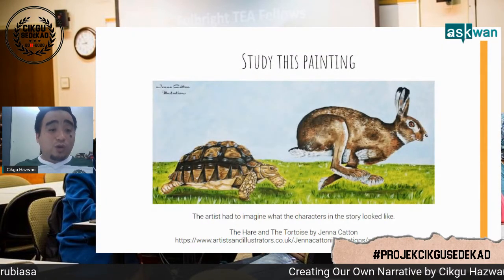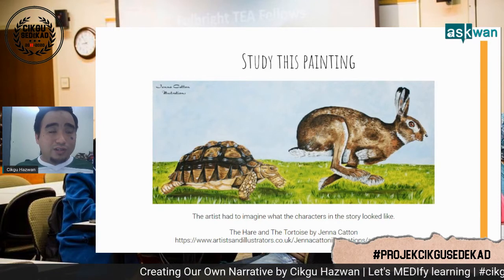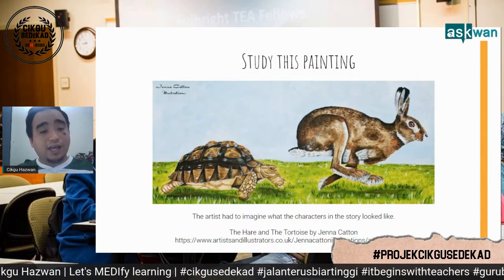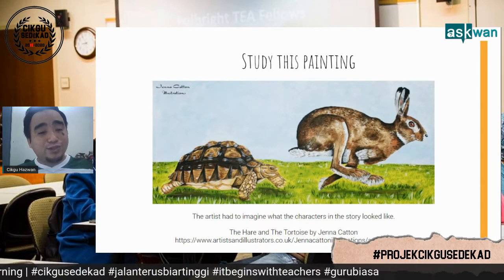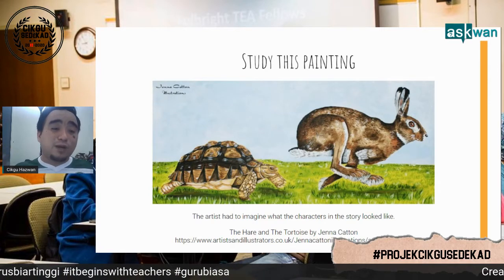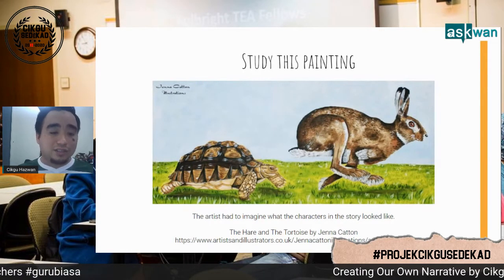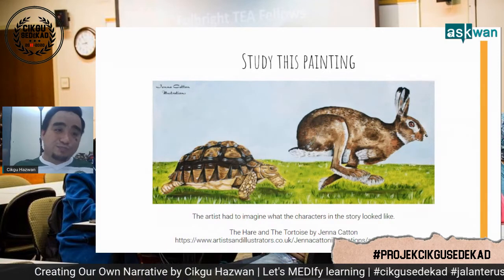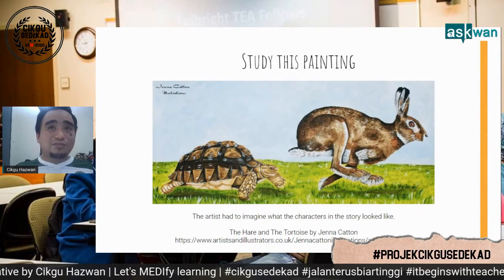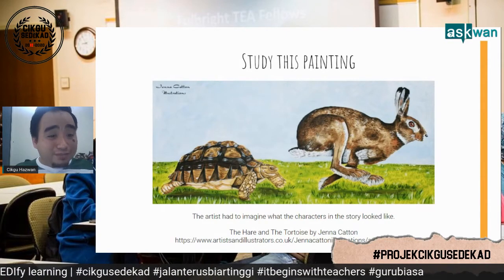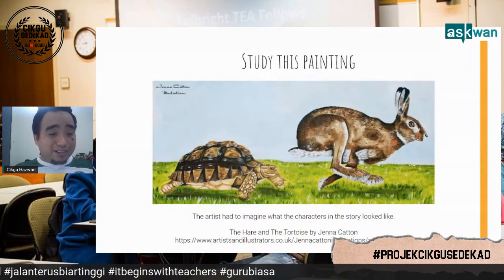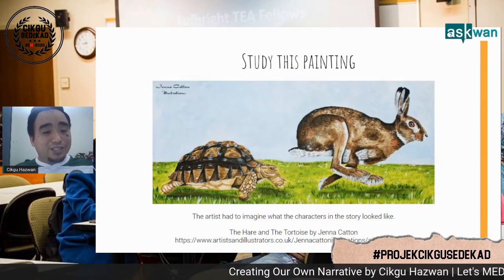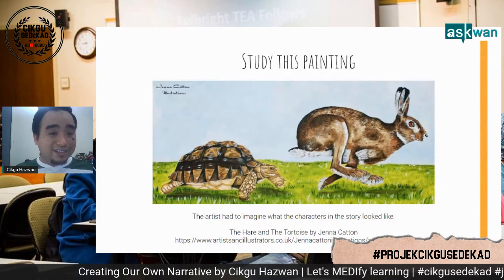So, when we look at this kind of painting, or when we want to describe a narrative painting, we have to realize one thing, which is the artist himself or herself had to imagine what the characters in the story look like. Dia kena bayangkan macam mana bentuk atau rupa karakter dalam cerita tersebut. For example, if I ask you to draw Humpty Dumpty, because you remember Humpty Dumpty sat on the wall, right? But can you really draw Humpty Dumpty? Maybe you cannot draw the real Humpty Dumpty because we do not know what Humpty Dumpty is. So we have to use our imagination to draw the character of Humpty Dumpty.